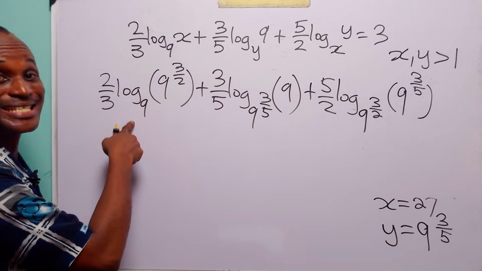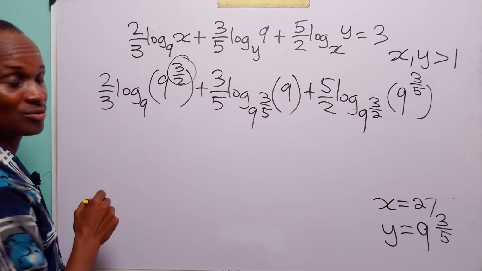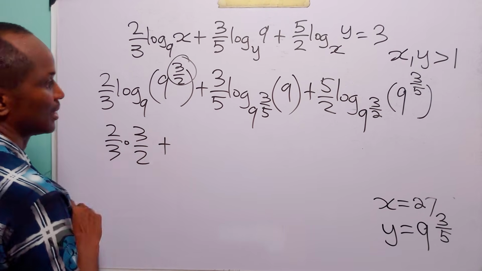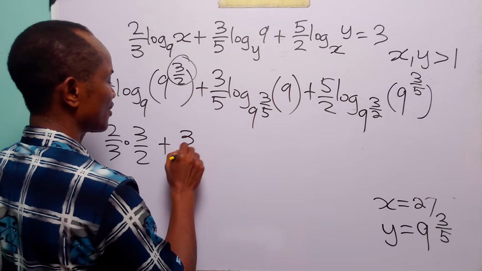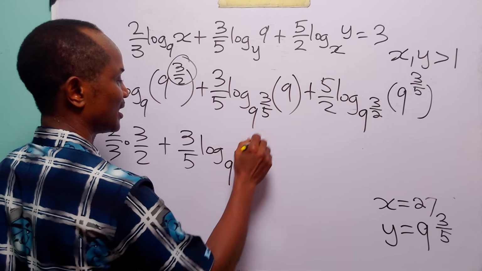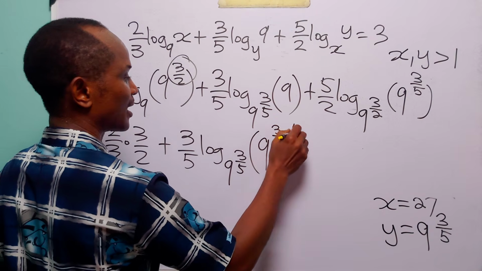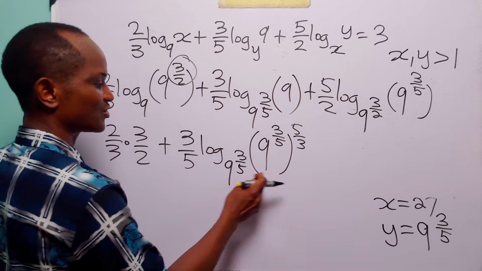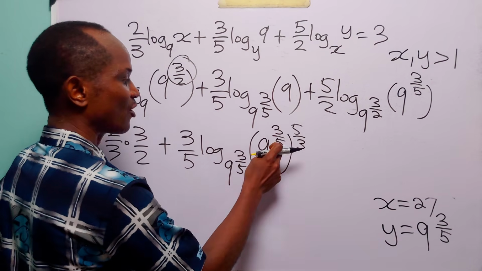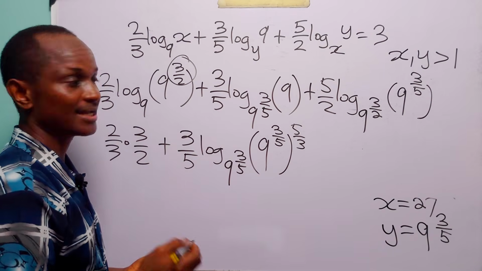Now, of course, you know that log to base 9 of 9 to the power 3 over 2 is equal to 3 over 2. So here we have 2 over 3 times 3 over 2. Now, we can write this as 3 over 5 times log to base 9 to the power 3 over 5 of 9 to the power 3 over 5 to the power 5 over 3. Of course, you know that to get rid of this bracket, all we have to do is to multiply these two powers. And 3 over 5 times 5 over 3 is equal to 1. So we haven't changed anything.